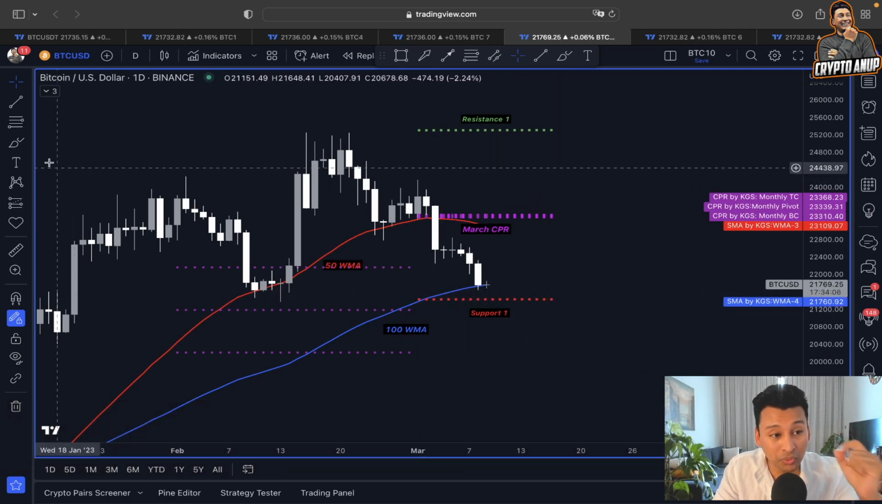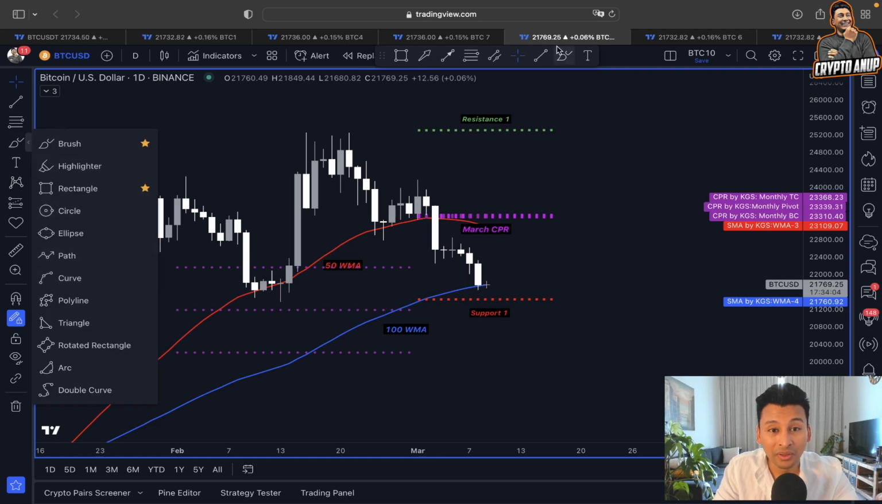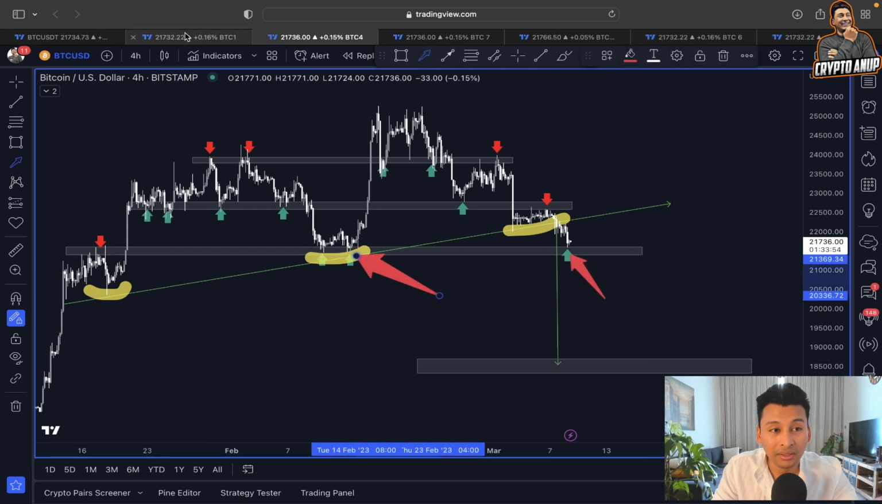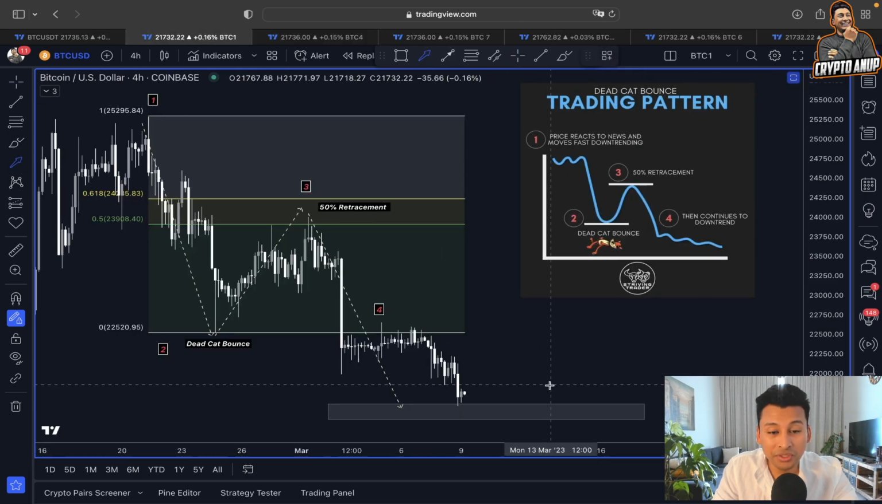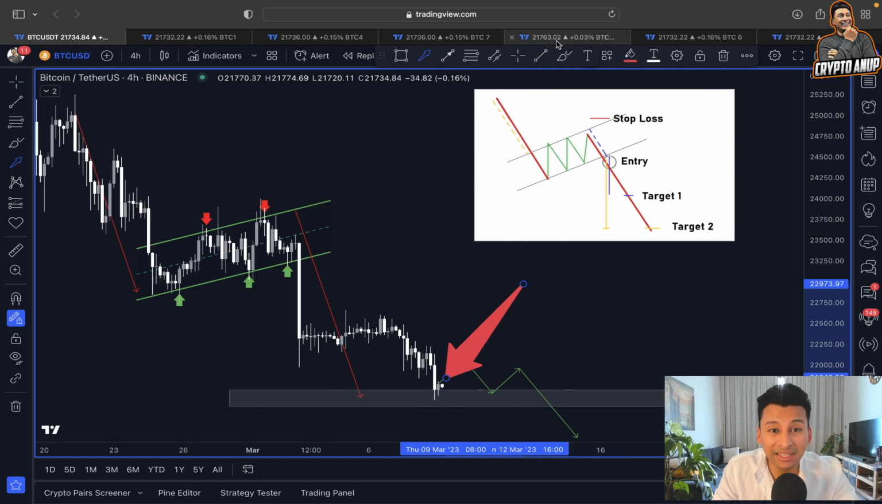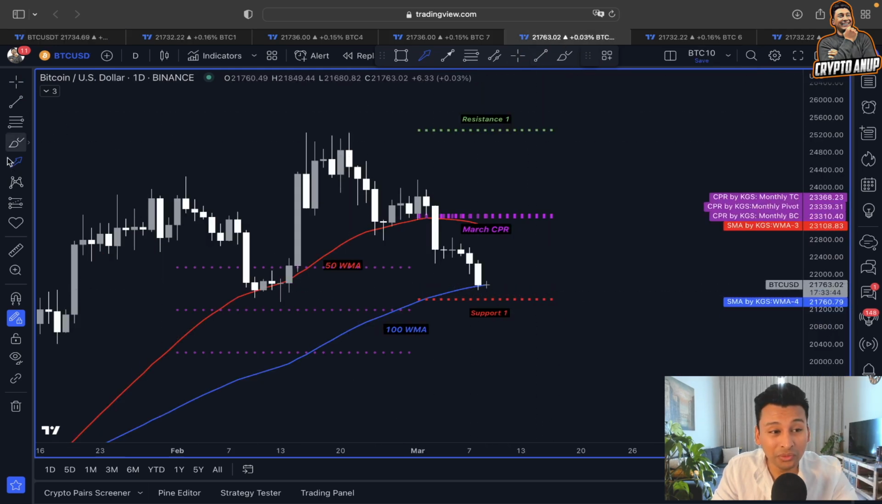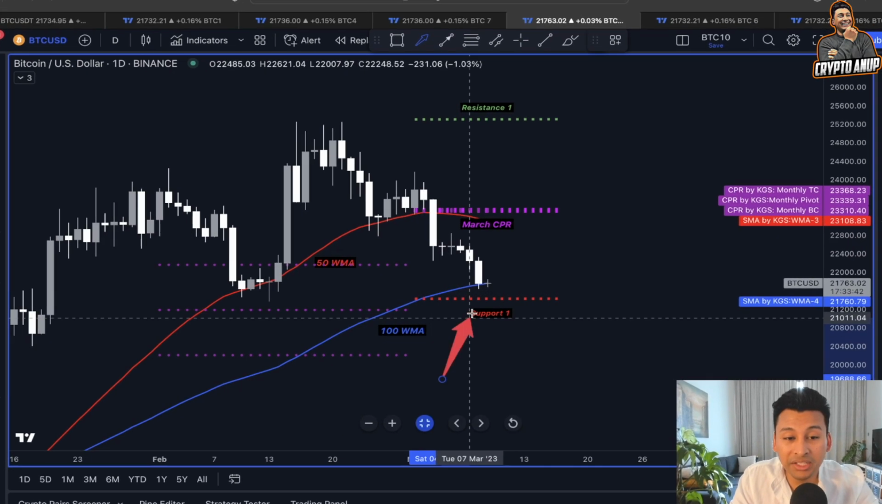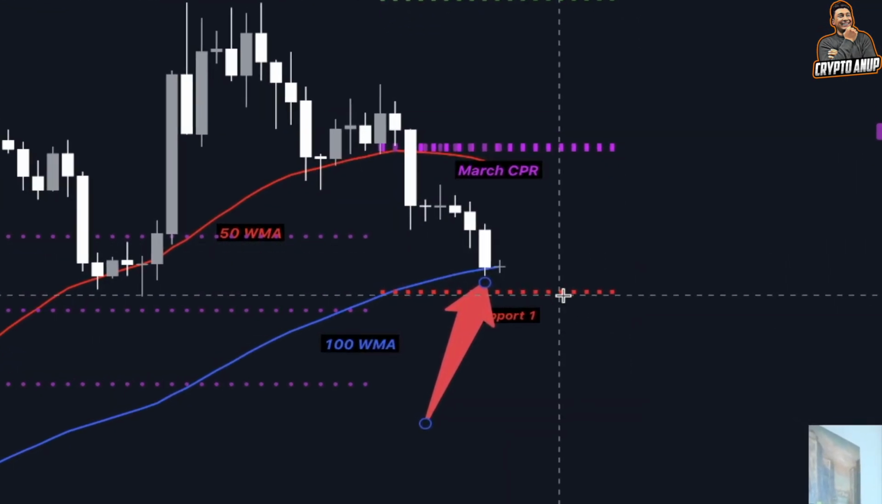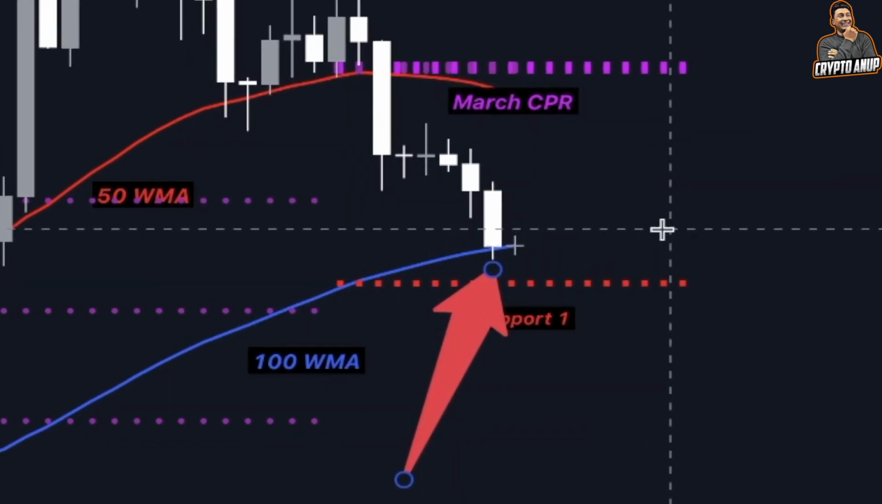Yes, you can see the price of Bitcoin now, along with the support from this horizontal line, after reaching the price objective from this dead cat bounce trading pattern, also from this bear flag pattern, now we have support from this 100 weighted moving average. Exactly after reaching around this 100 weighted moving average, we started showing some support.